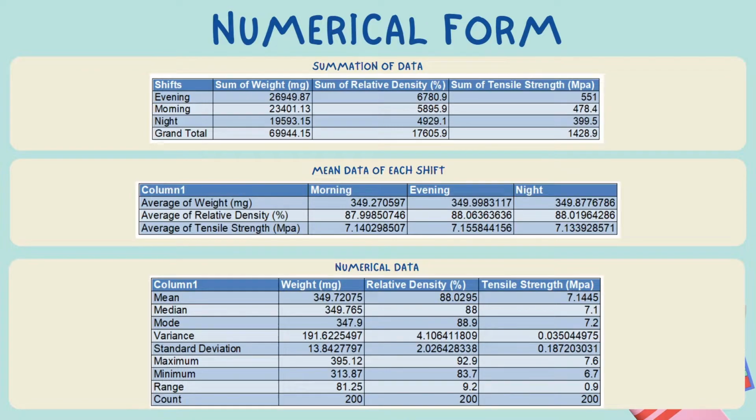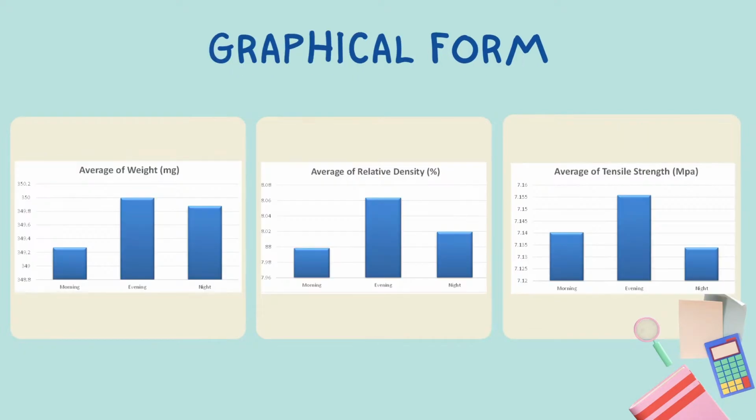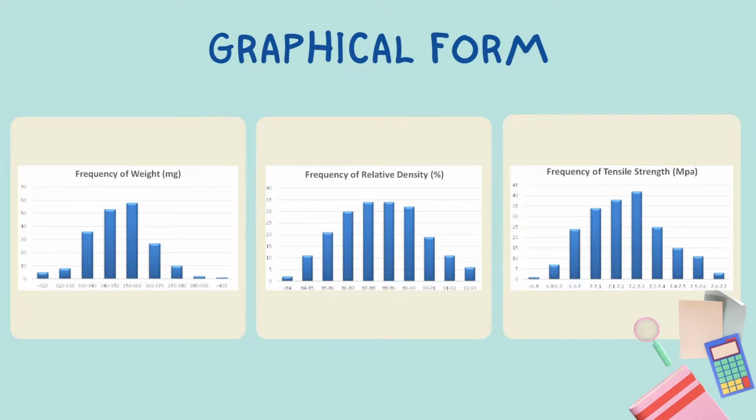Then we proceed to the tabular form. Here we have weight, relative density, and tensile strength that we got from the table. The last one is graphical form. We have average of weight, average of relative density, and average of tensile strength. And this is a graphical form for frequency of weight, frequency of relative density, and also frequency of tensile strength.